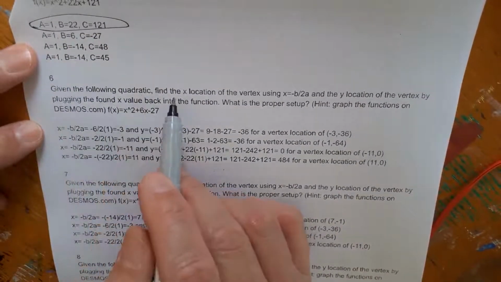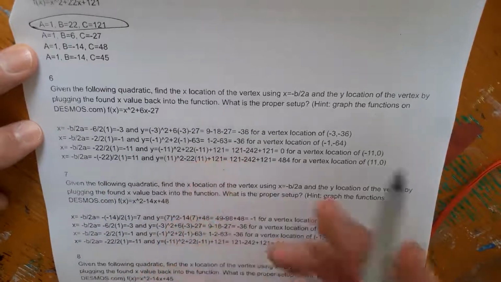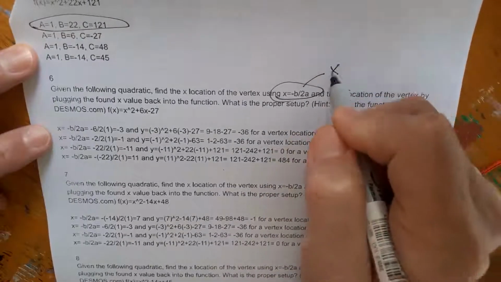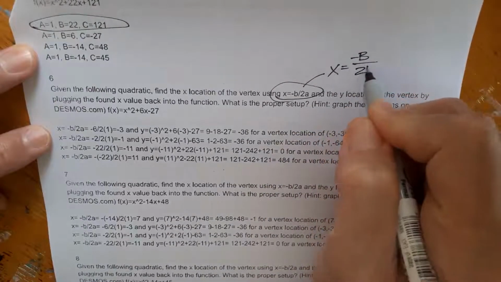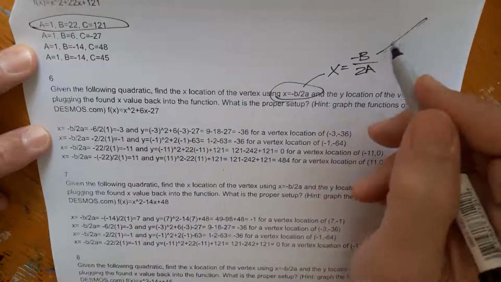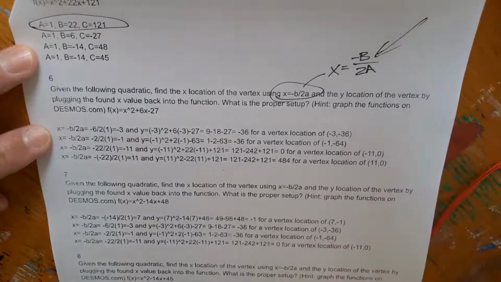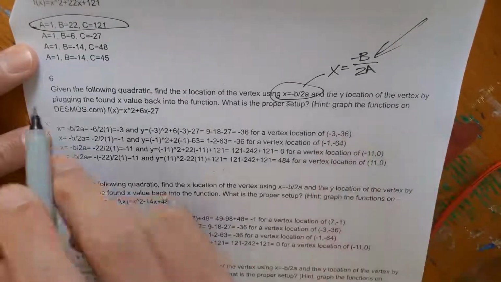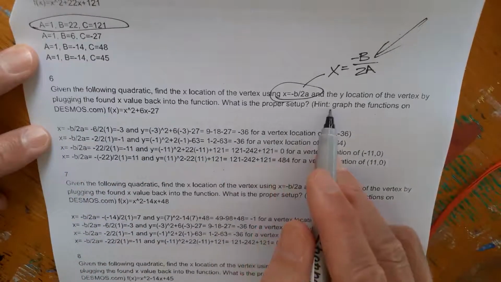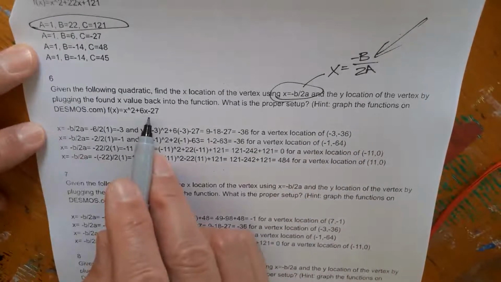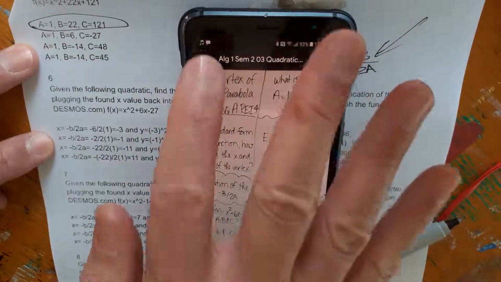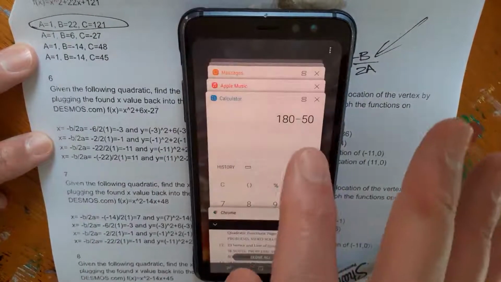Number 6. Given the following quadratic, find the x location of the vertex using x equals negative b over 2a. And I kind of wish I had done this with capitals: X equals negative b over 2a, because I had to identify a, b, and c using capitals, so I wish I'd put that into this one. And maybe if I go back and think about it enough, I'll redo it. And the y location of the vertex, plugging the found x value back into the function. What is the proper setup? Hint: graph the functions on desmos.com. So always remember this. You are using technology to your advantage. You have it at your fingertips.